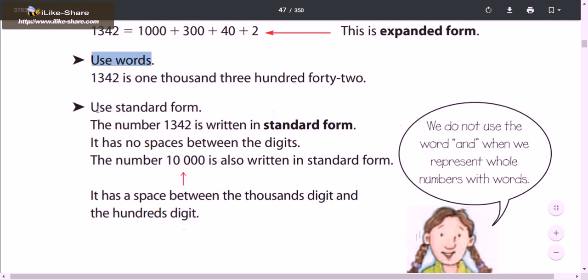My last way is to use standard form. And standard form, you're all experts at that. It's already just writing the number as it is. So for example, 1,342 is already written in standard form.